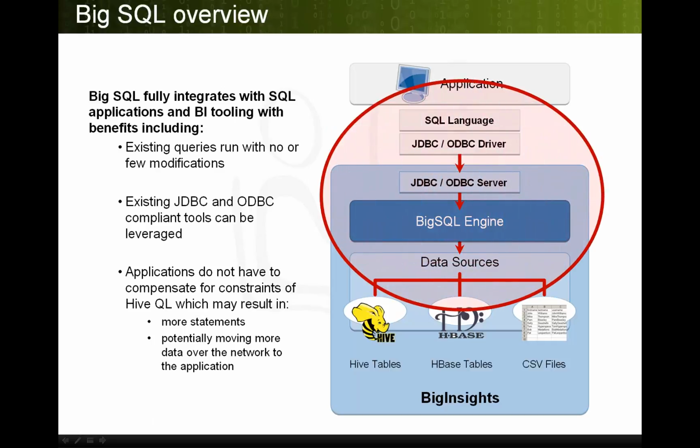Here are some features of Big SQL from IBM. Big SQL fully integrates with SQL applications and existing business intelligence data warehouse tooling, with benefits that include existing queries running on no or few modifications. It's ANSI 92 compliant. Existing JDBC and ODBC compliant tools can be leveraged. Applications do not have to compensate for constraints of HiveQL, which otherwise require more statements and potentially moving more data over the network to the application. You have now completed this video.